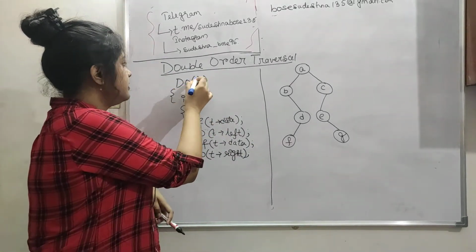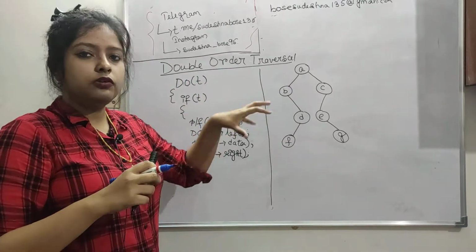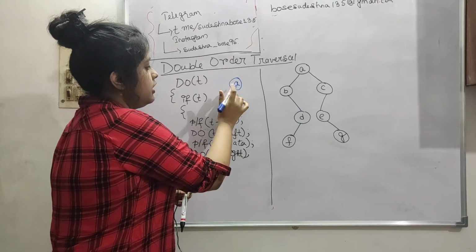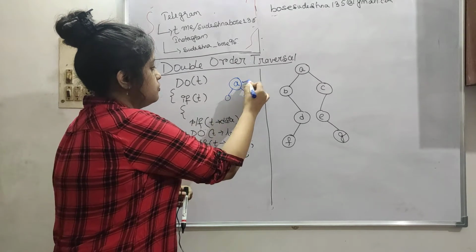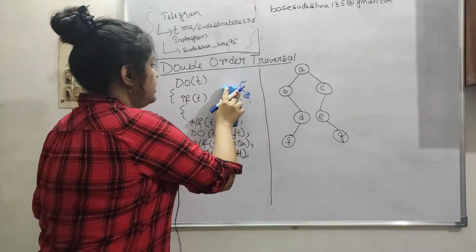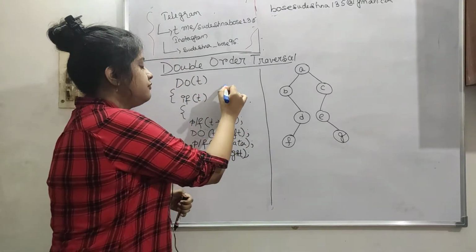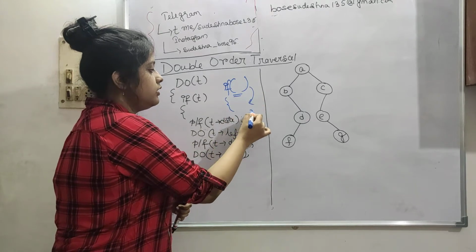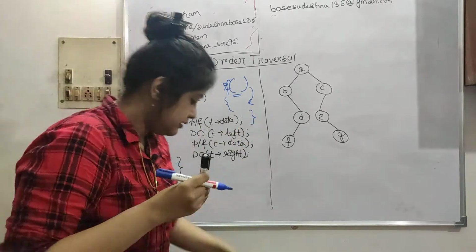This is our double order function, DOT. If T is true, it means T has some nodes, so T is not empty. If it has nothing in right and nothing in left, then it is a leaf node. When something like A, B or C is present, it is not a leaf node. Within an if condition, something has to be true, then only we move on to the inside part, or else we just leave that part.